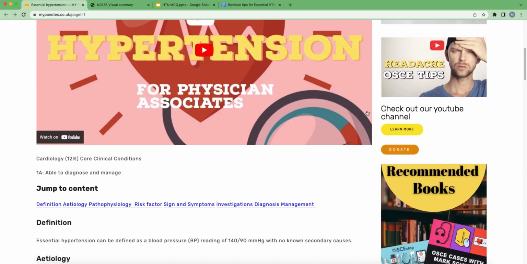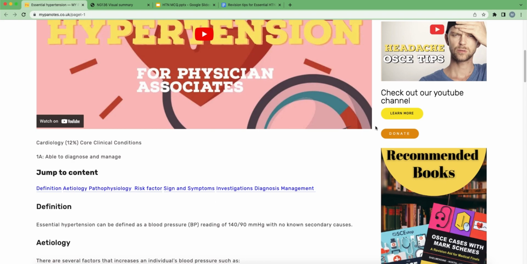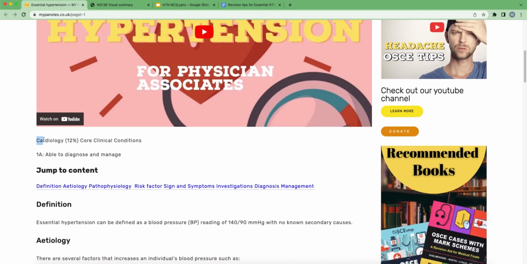So let's scroll down in my website. As you can see, it says cardiology 12%, which is the core clinical condition. The percentage represents the weight of each module or subject for the single best answers, which is the SBA. So it starts from 12% down to, I think, 5%. I'm not too sure, but basically, you're likely to get cardiology questions at the nationals. Doesn't mean the other ones won't be there. It just simply means that you're likely to get cardiology.